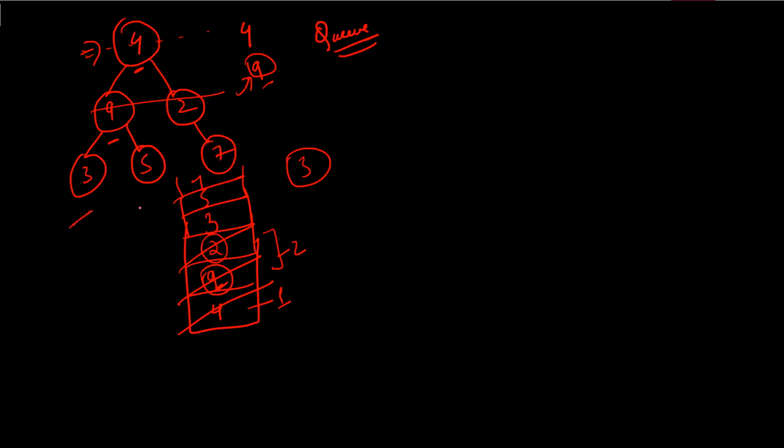3 is also not having, 5 is also not having, 7 is also not having any right as well as left child. Okay. And what will be the maximum out of these 3? Obviously 7. And we are going to pop these out. Okay, so now our queue is empty. So what are the maximum elements that we have got from each level? 4, 9, 7. Right, so that's what we have to do.